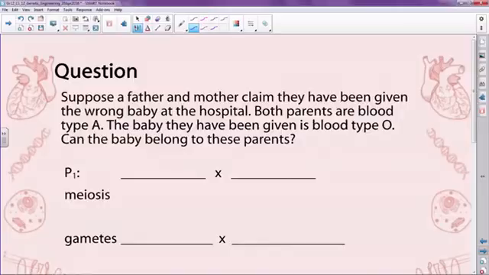Cool. Okay, now let's have a look at the next one. I've got another one for you. Okay, here we go. Suppose a father and a mother claim they have been given the wrong baby at a hospital. It happens, trust me. Both parents are blood type A. The baby they have been given is blood type O. Can the baby belong to the parents? You have got 2 minutes. Are you ready? Off you go.